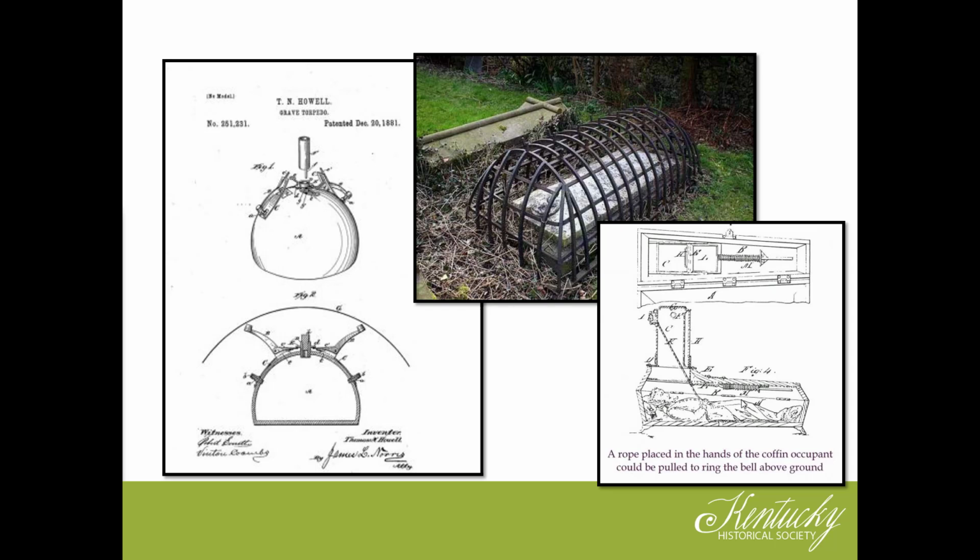And in this case over here on the right, at the bottom right, there was also great fear of being buried alive. So if someone had been buried alive, since this is pre-embalming days, there was a rope placed in the hands of the coffin occupant, which could be pulled to ring the bell above ground. The cage at the top is one from Scotland, and that was one to try to deter grave robbing as well. So, quite different problems that they had back then. Death and burial was not as easy or as straightforward as we like to think of it today.